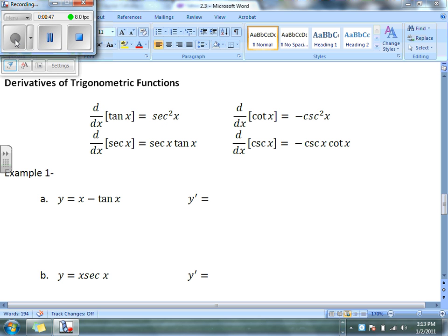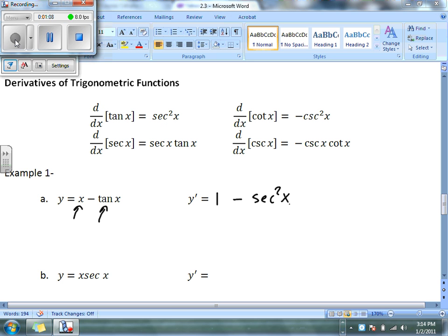So we're going to find the derivative of a here. We know from our rules of derivatives we can take the derivative of the first one and the derivative of the second one, and we can do them separately. So the derivative of x is just 1, and the derivative of tangent is secant squared x. So a is done already.